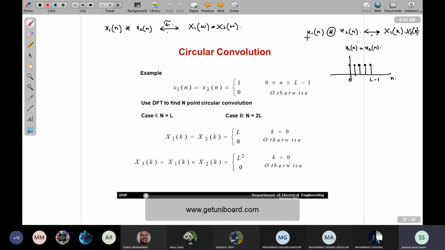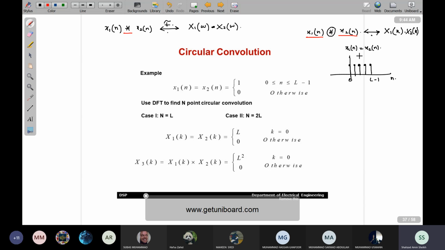Now we have a finite length sequence x1 of n. We have a finite length sequence x2 of n. This time we are interested in getting the convolution, but this time the convolution is circular convolution. Here it is linear convolution. Here it is circular convolution. Your notation is different because we know that x1 of n and x2 of n are converted into x1 of k and x2 of k, the DFTs. But that would be equivalent to multiplication in the DFT domain.